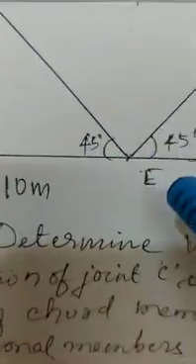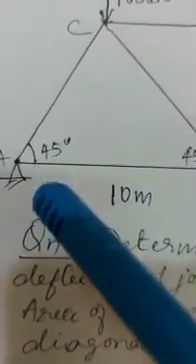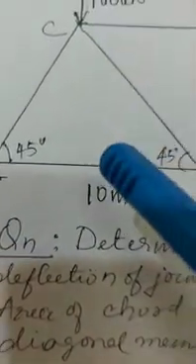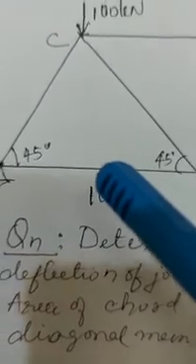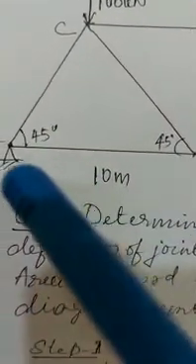So next is the length of the members. The length of the diagonal member is 5 root 2. Why is it 5 root 2? For example, if you take the member AC, AE is 10 meters. So this angle is 45 degrees. This height will be the same as half of this 10 meters.